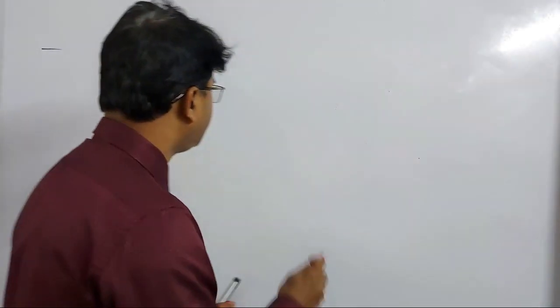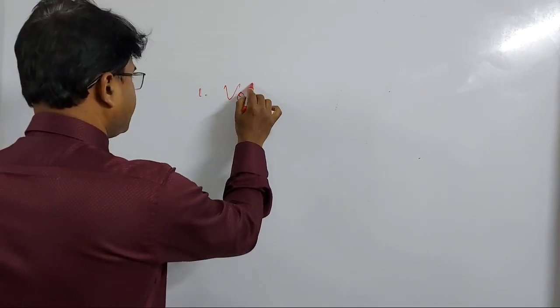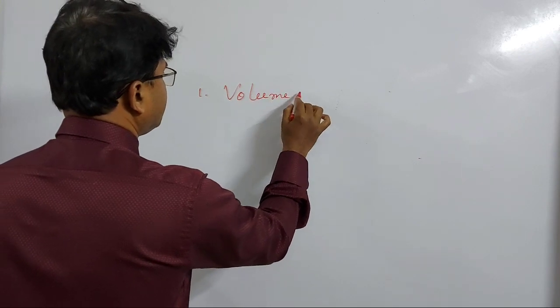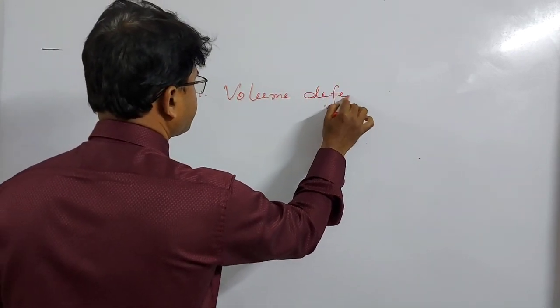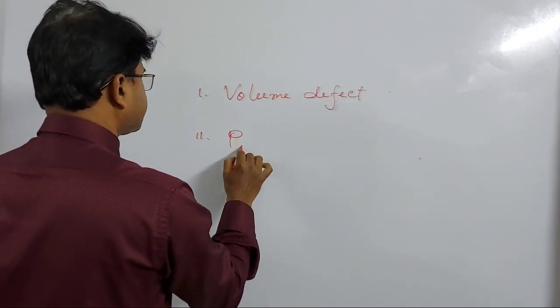And we feel cool after giving body spray on our body. Dear learners, now I am going to discuss the reason of deviation of real gases from the ideal characteristics. Actually, there are two reasons for the deviation of the real gases from the ideal characteristics. Number one, volume defect, and number two, pressure defect.